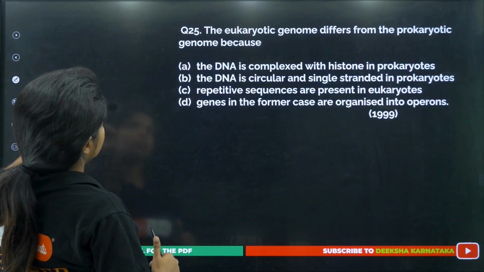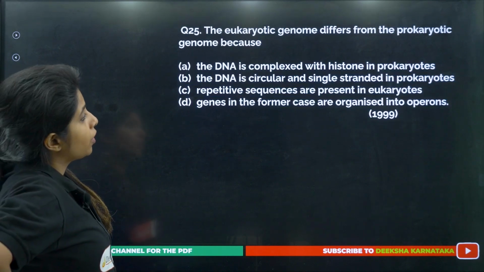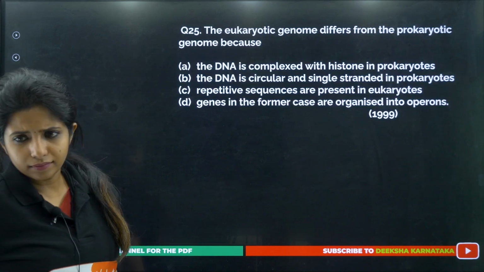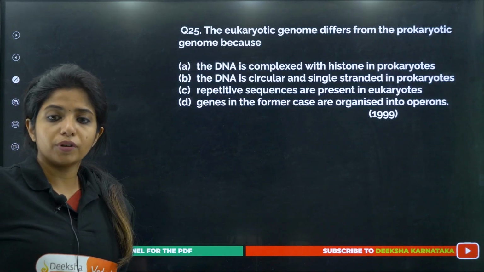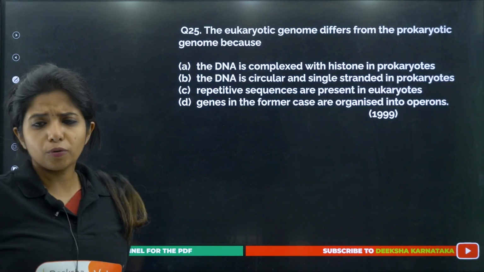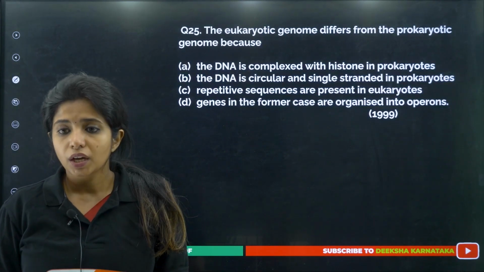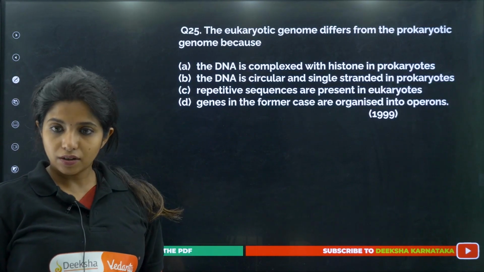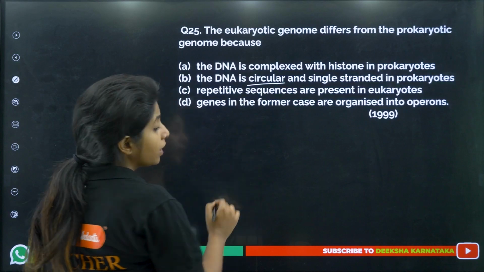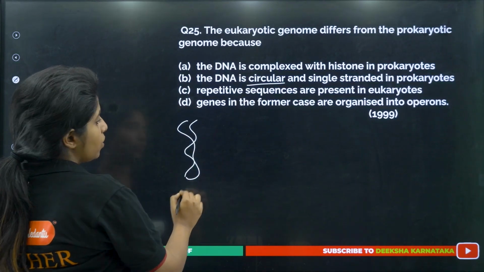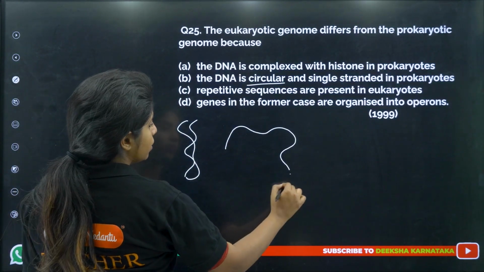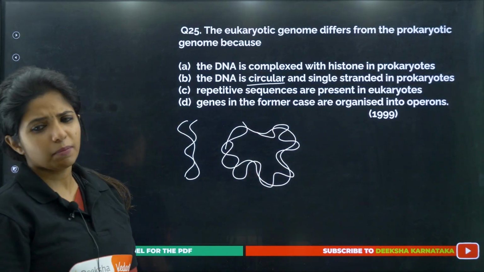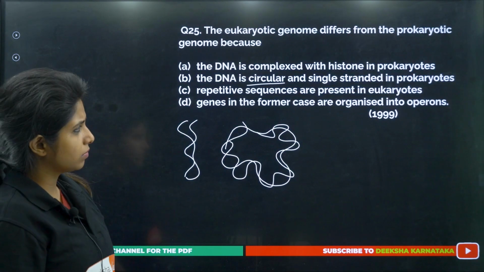Next question. The eukaryotic genome differs from the prokaryotic genome because the DNA is complexed with histone in prokaryotes. Is it true? No, children, they do not have much histone there. Going ahead, the DNA is circular and single stranded in prokaryotes. Is it true? Yes. In prokaryotes they do not have linear DNA like us. Instead, they have circular DNA, my dear children. It can be single or double stranded as well, but that is entirely different.